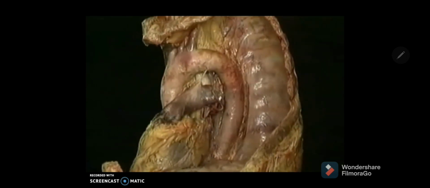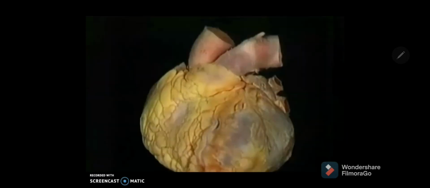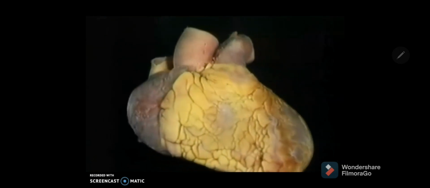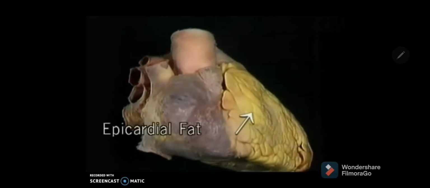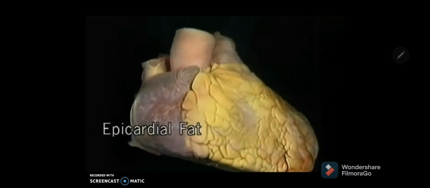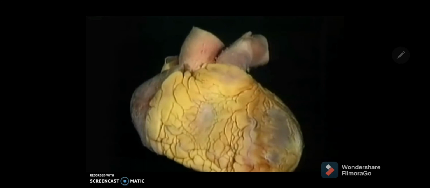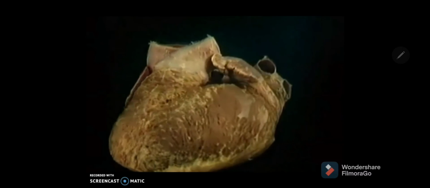Yes, that is the heart, a conical hollow muscular organ lying just above the diaphragm, and you can see the blood vessels which are part of the superior mediastinum, pulmonary trunk and ascending aorta. When you see the heart, it has four chambers, a pair of ventricles and a pair of atria. Ventricles lie anteriorly and inferiorly, atria lie posteriorly and superiorly, and you can see a good coating of epicardial fat. This is the anterior view of the heart. When you take out the fat, you can see the heart like this.